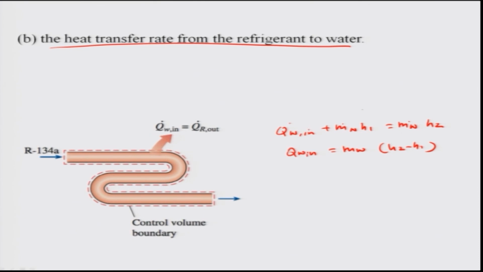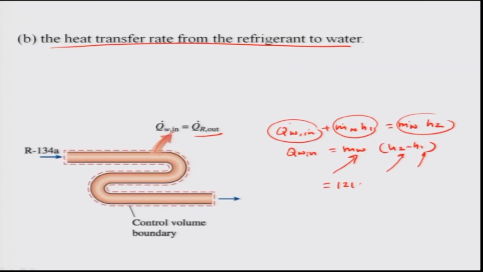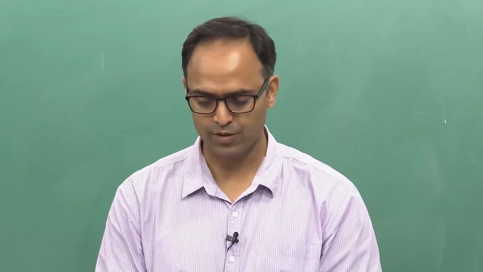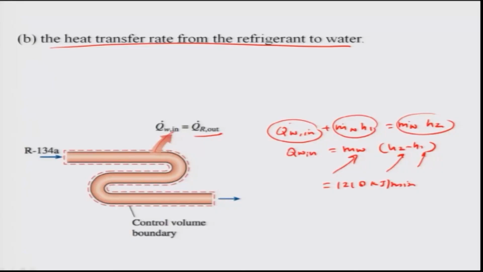You apply the same energy balance equation, but now you have to consider this QW in here, which is nothing but QR out, and the terms related to flow energies. Based on this, you already have MW and you have the values of H2 and H1 from the previous slides. So this value turns out to be 1218 kilojoules per minute. You can also consider not just this control volume, but a control volume which encompasses the water only and obtain the same expressions. So this was a simple exercise making use of the heat exchanger to solve problems based on mass balance and energy balance.